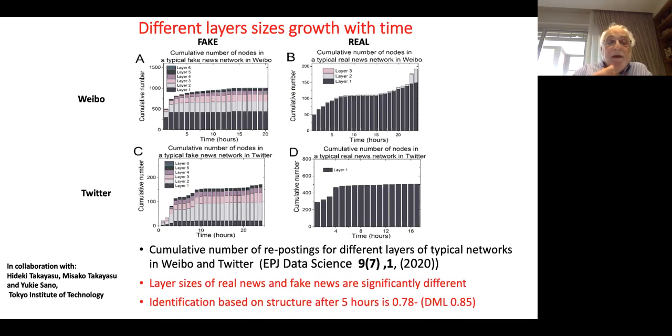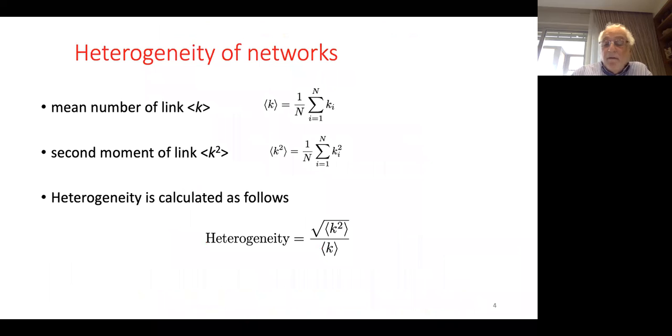78% of the news, of the messages, of the network, we can identify whether they are fake or real. But in order to do it automatically, not to look at the network, we define a measure that we call heterogeneity of the network.